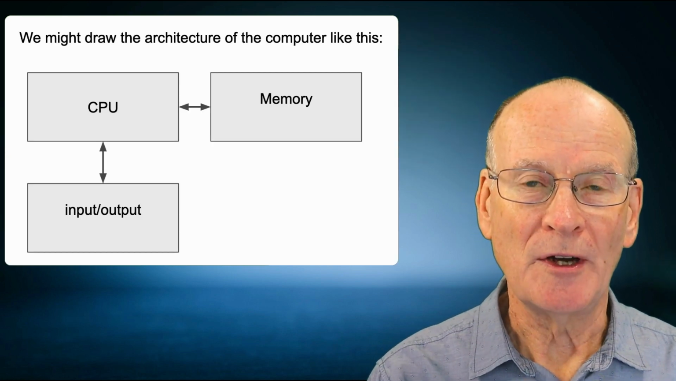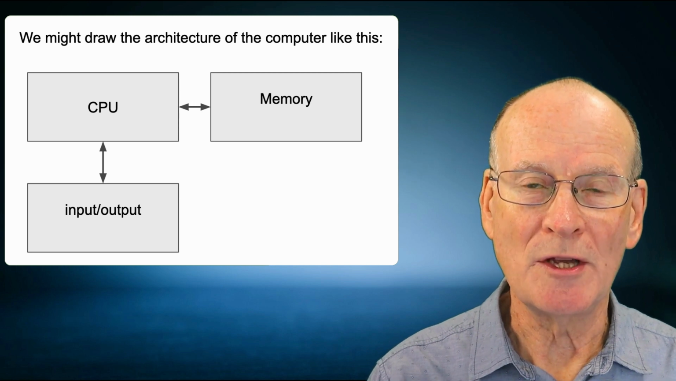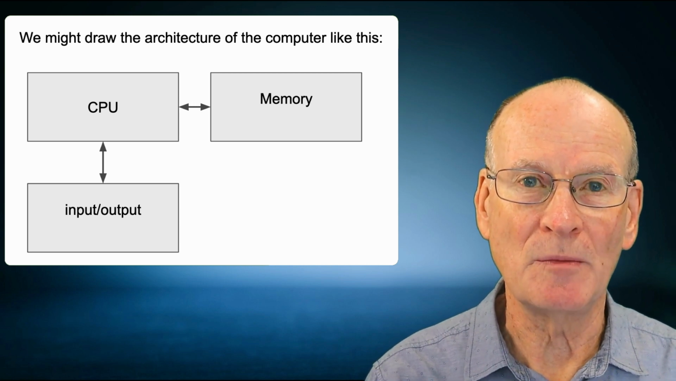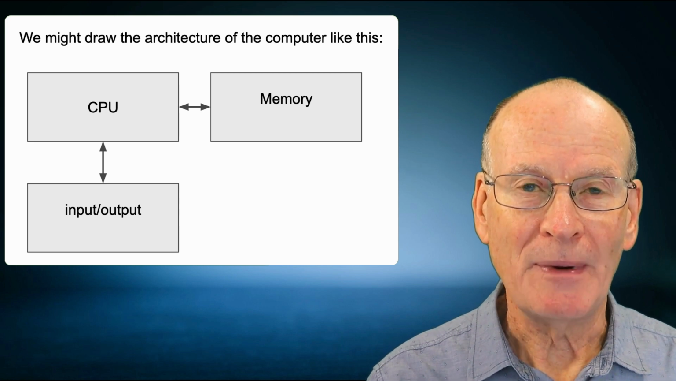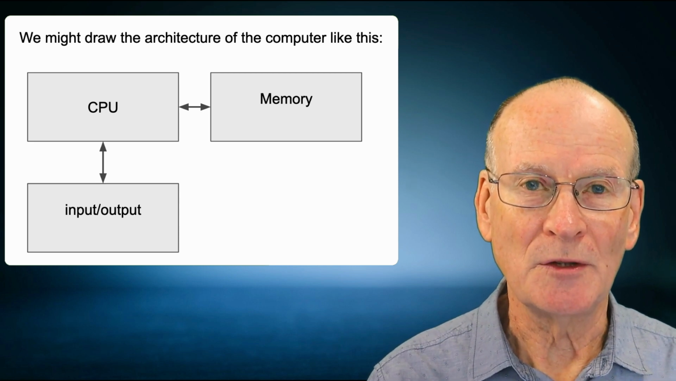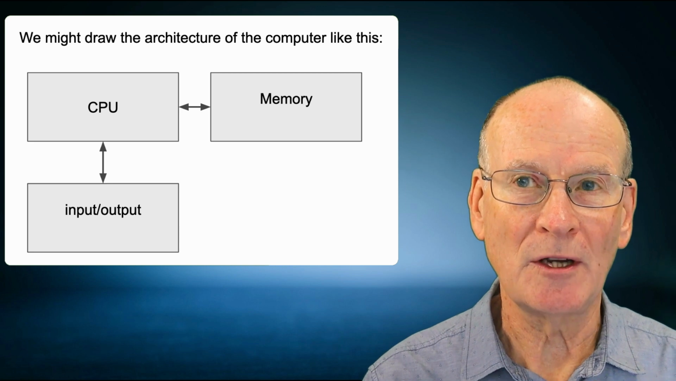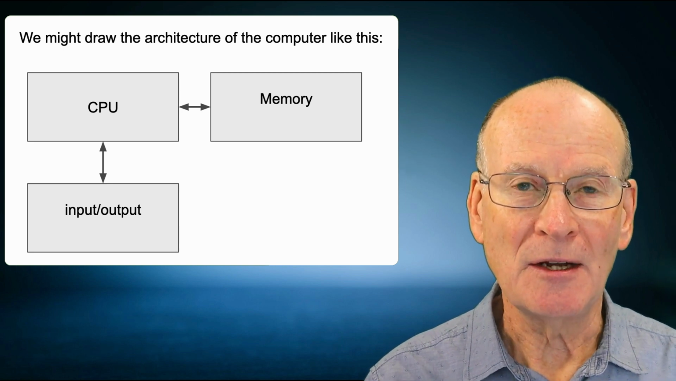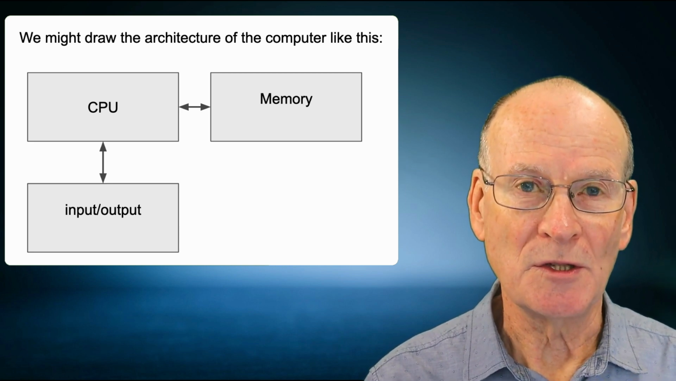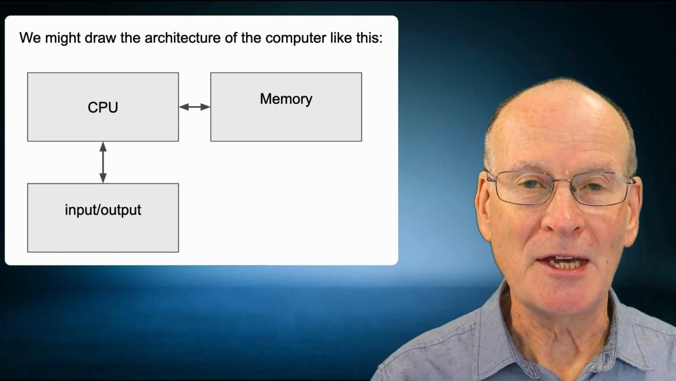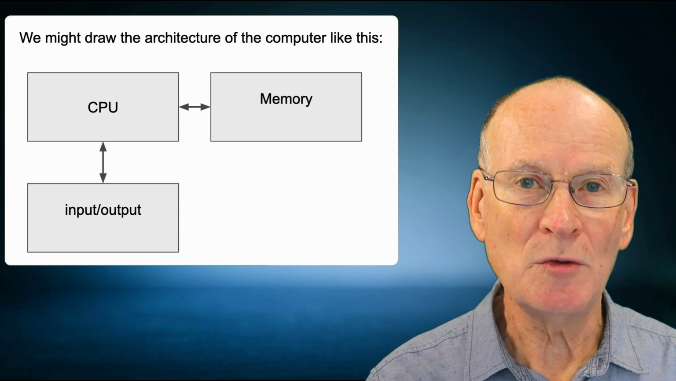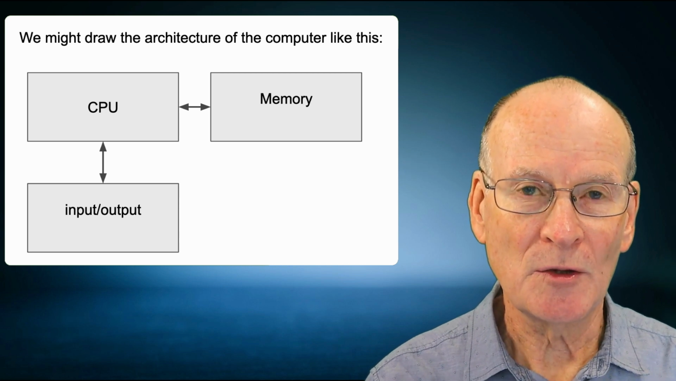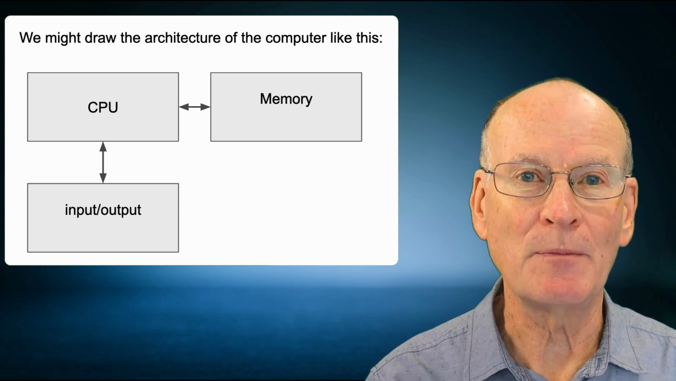Here's a picture of how we might draw the overall structure of the computer. The CPU, the central processing unit, is the part of it that does all the calculation and the hard work, and it gets its data from the memory and it stores its results in the memory. But of course, this has to communicate with the outside world in order for humans to interact with it. So it also has connections to input-output devices.